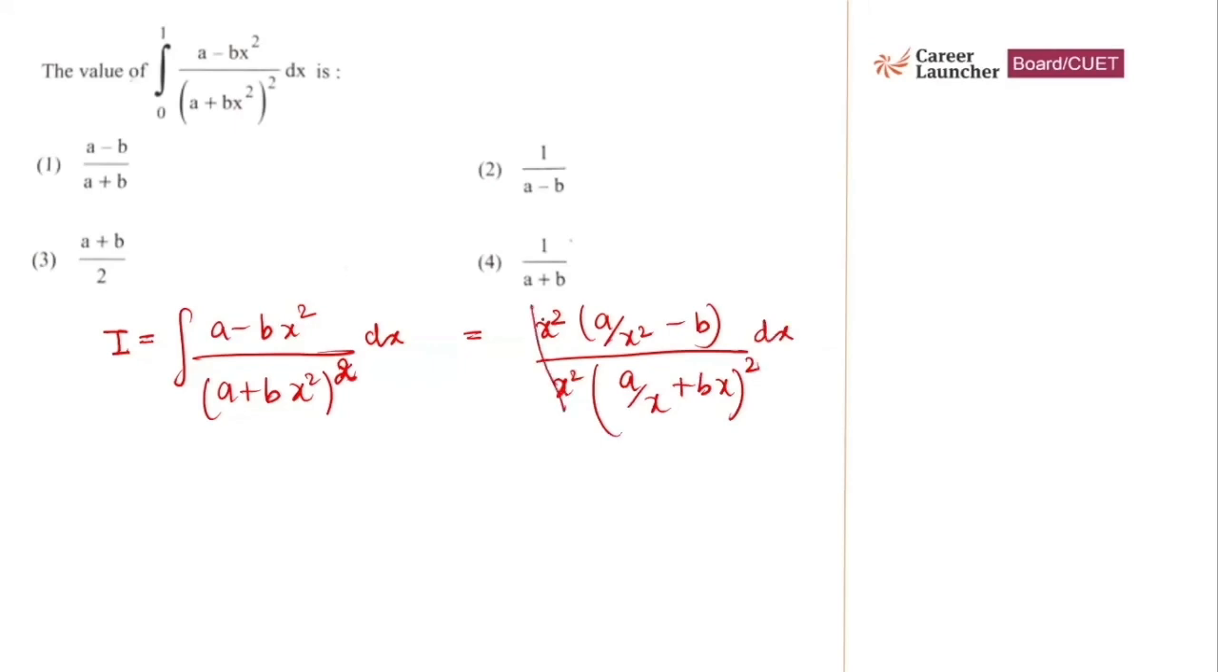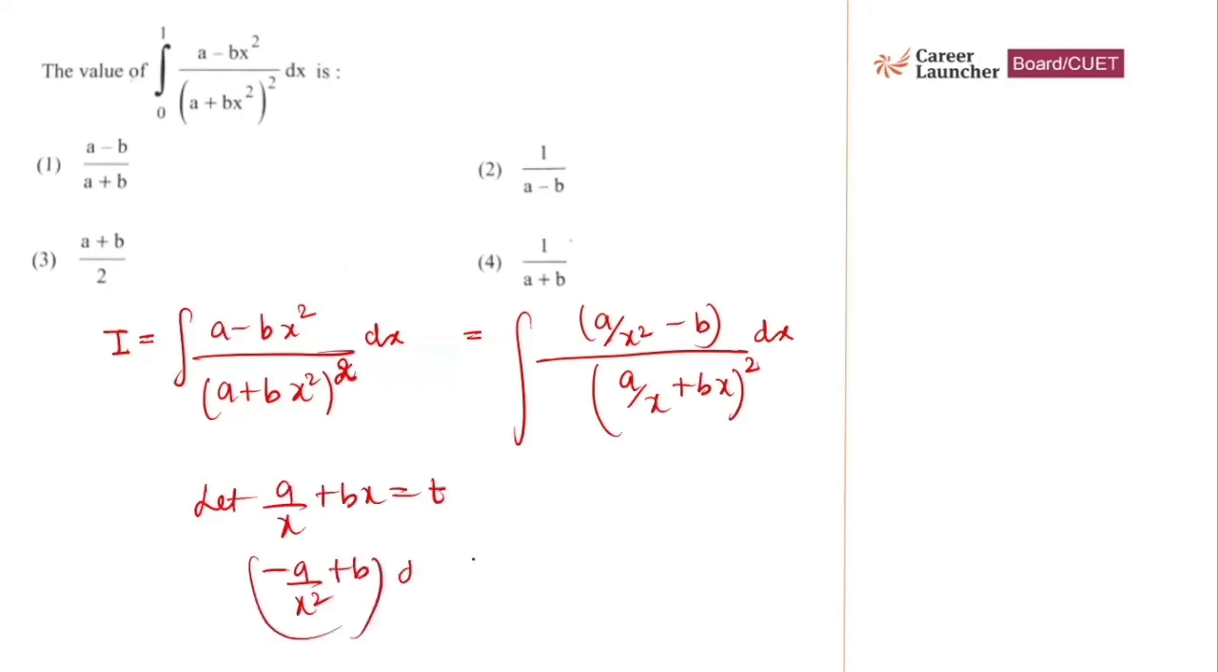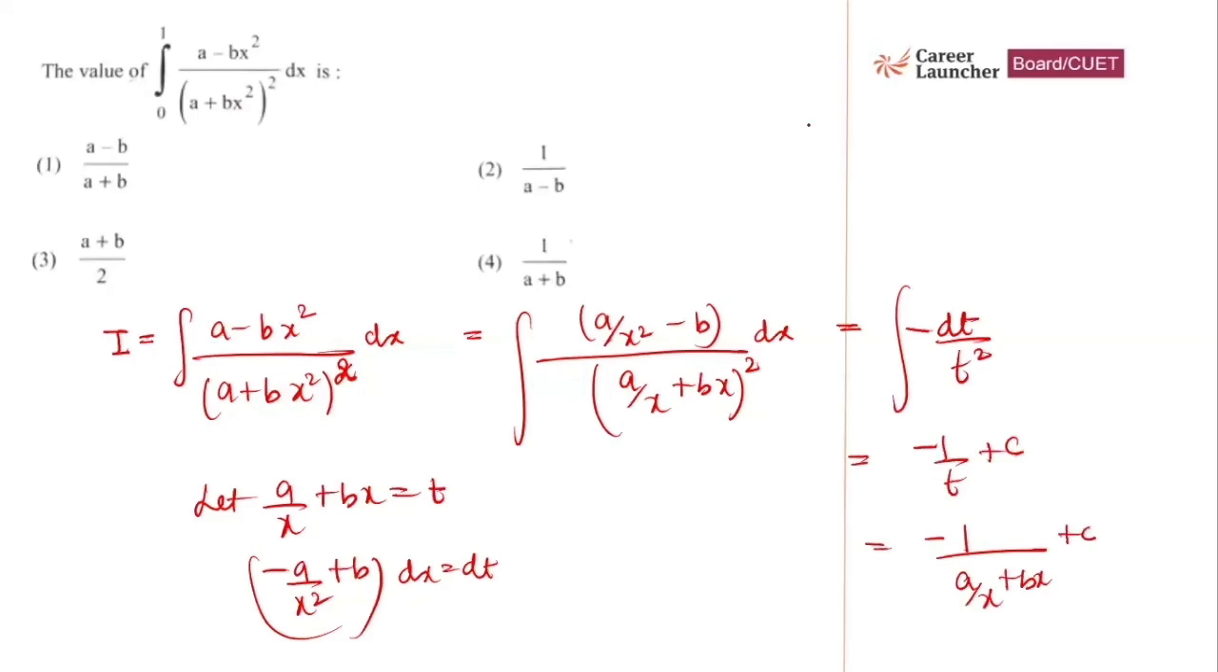This x square will cancel out. So I'll just replace it, right? This is your I. Now let a by x plus bx equal t. Then minus a by x square plus b dx equals dt. So can I write that this is minus dt upon t square integration? This will be minus 1 by t plus c. It means minus 1 upon a by x plus bx plus c. Or else I can say minus, sorry, there it won't be a minus, it will be 1 by t.